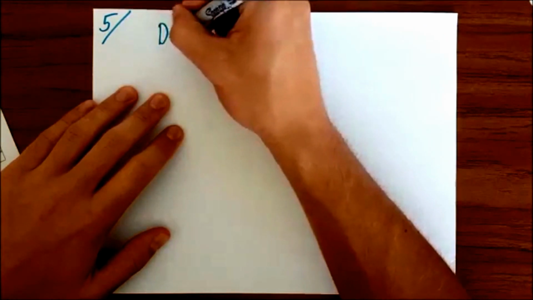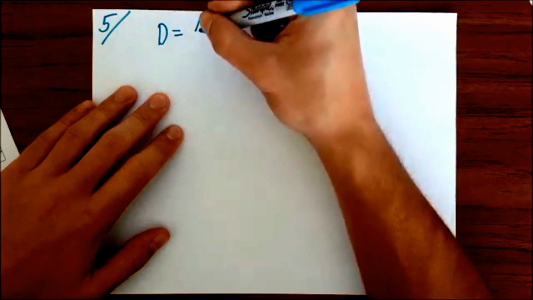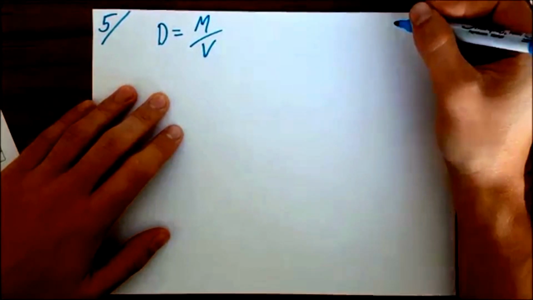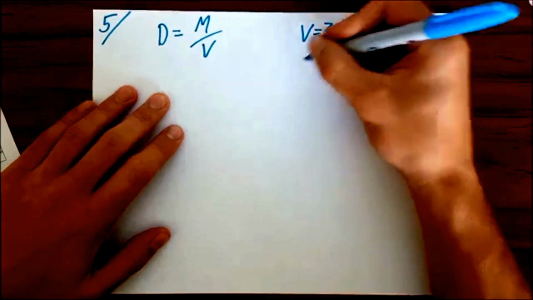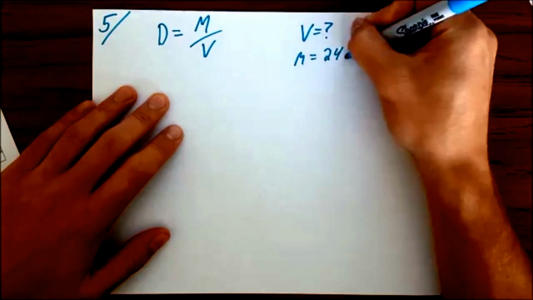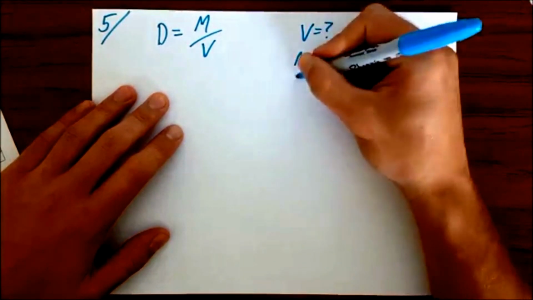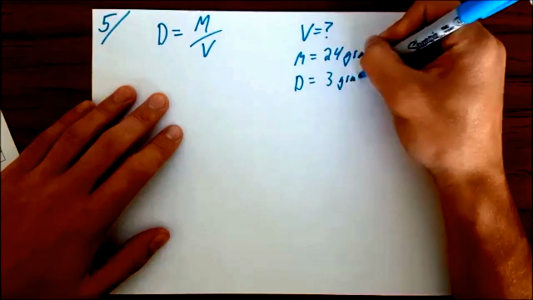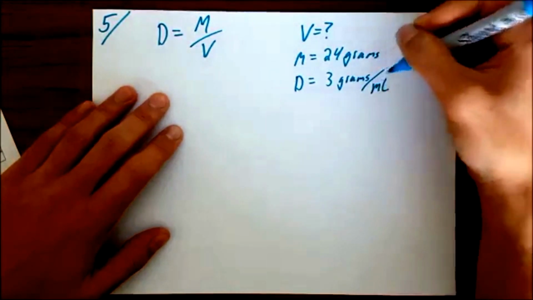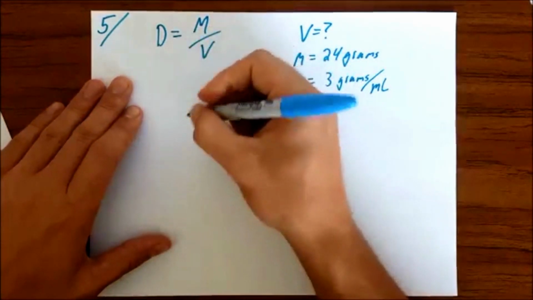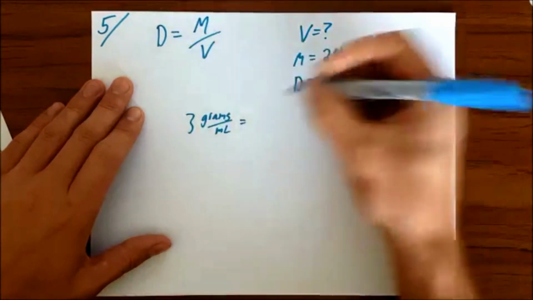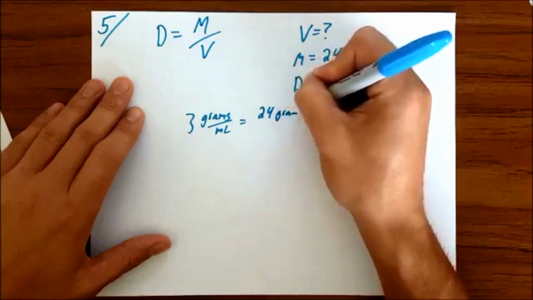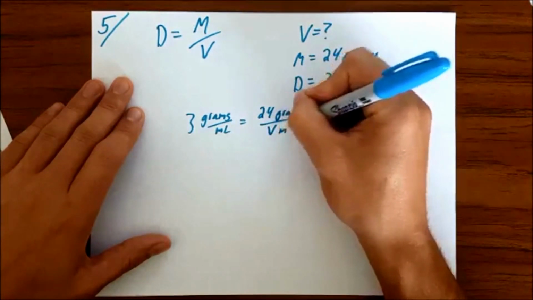You have density of an object is equal to the mass m of the object divided by the volume of the object. So then what is the volume in milliliters of an object with a mass of 24 grams and a density of 3 grams per milliliter? Basically, just substitute those values in: 3 grams per ml is going to be 24 grams divided by V milliliters.